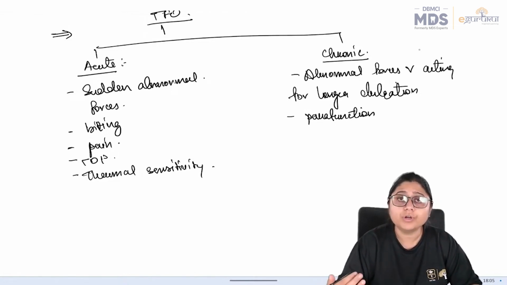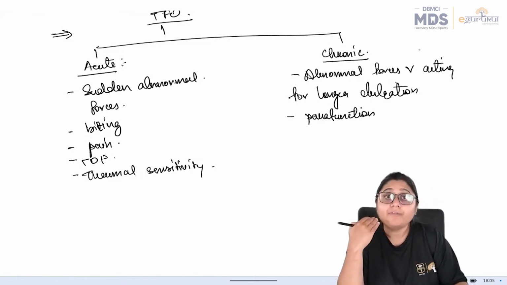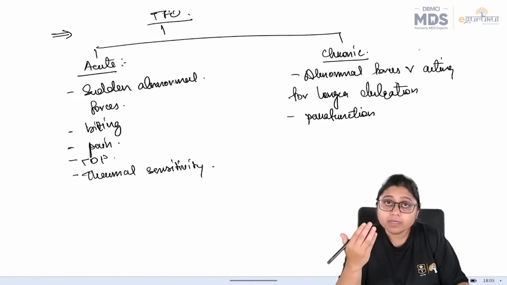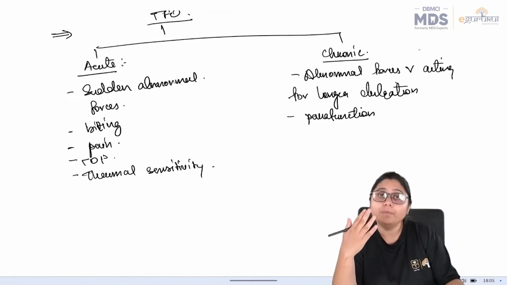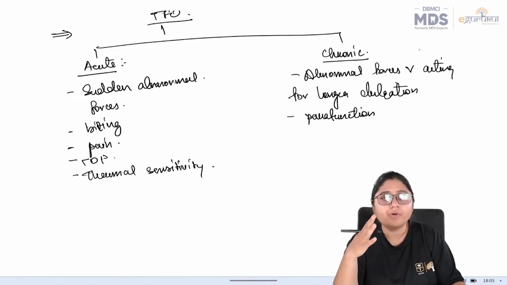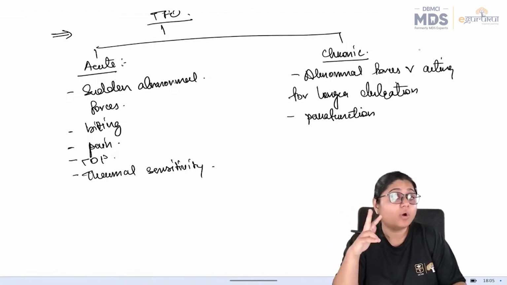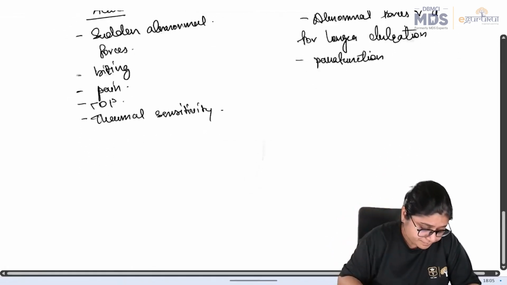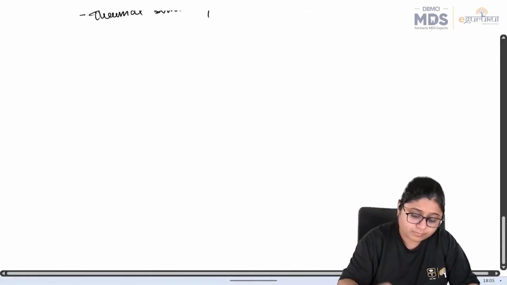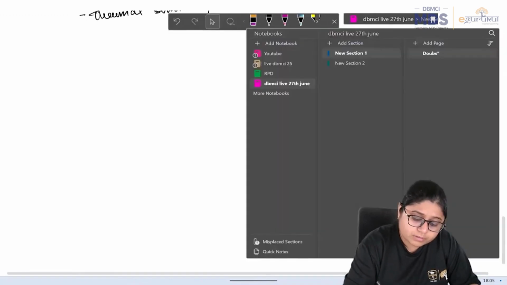In these cases, what you will notice is there will be wear facets present, pathologic migration of the tooth, and mobility of the tooth. Mobility will be the first sign of trauma from occlusion. All these changes you will see in chronic cases and not in acute cases. Now, let me show you diagrammatically.